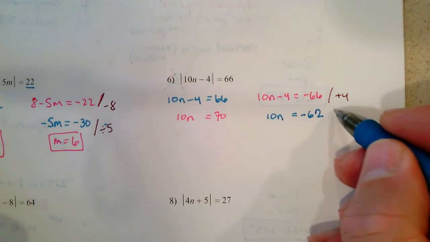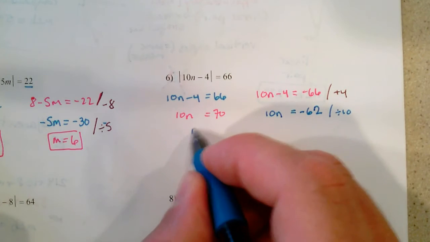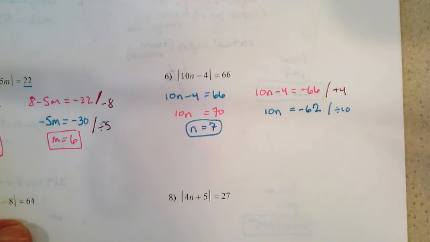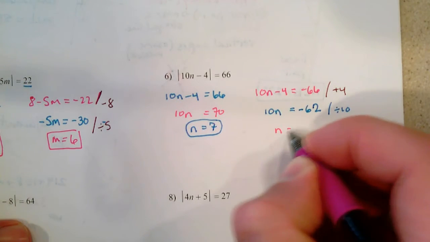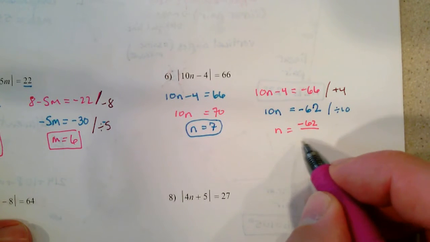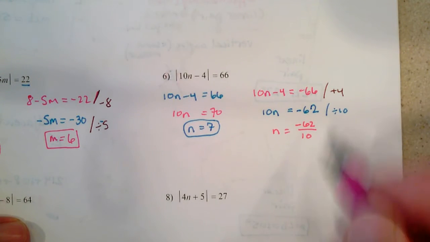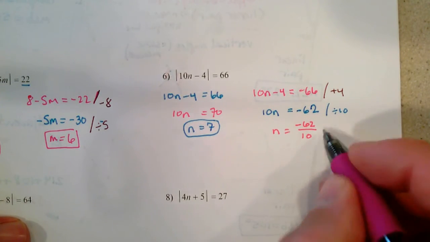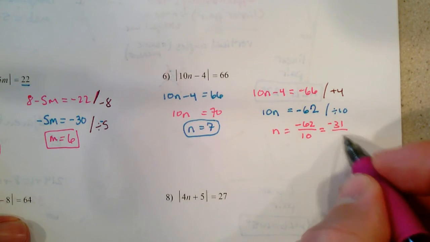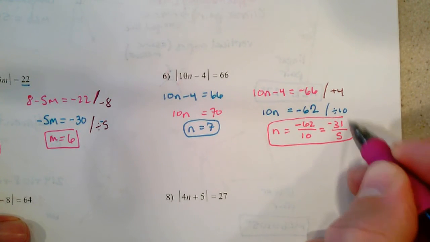Now we are going to divide by 10 on both sides. Here we get n equals 7. And over here, we get n equals negative 62 over 10. We could simplify that because we could divide both the numerator and denominator by 2. Negative 62 divided by 2 is negative 31, and that's over 5. And that's going to be our answer on this side.